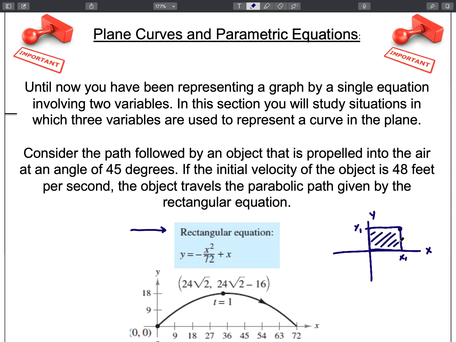and this is the reason why it's called rectangular. So if you see something about rectangular equations, just think about the regular equations that we're used to since algebra 1, y in terms of x or x in terms of y, but most of the times y equals something in terms of x.